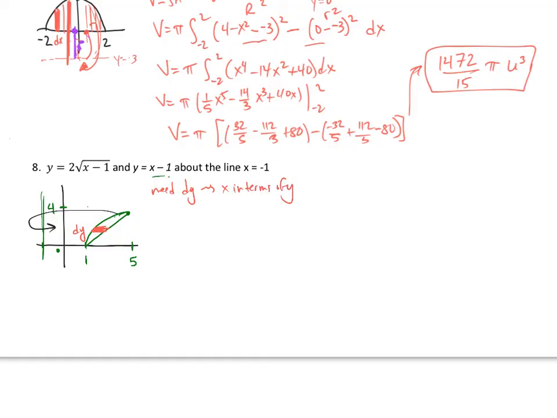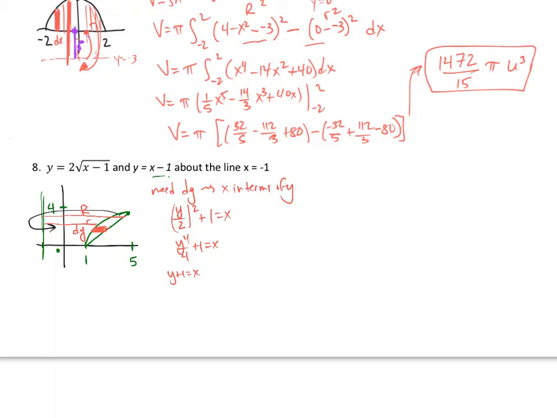So this becomes y over 2, square that, and then add 1, and that's what x is. So y squared over 4 plus 1 is the first x. And then the other one is just going to be y plus 1 is x. So now we've got a big radius and a small radius. And let's go ahead and outline, that's the big radius. That's the small radius right there.